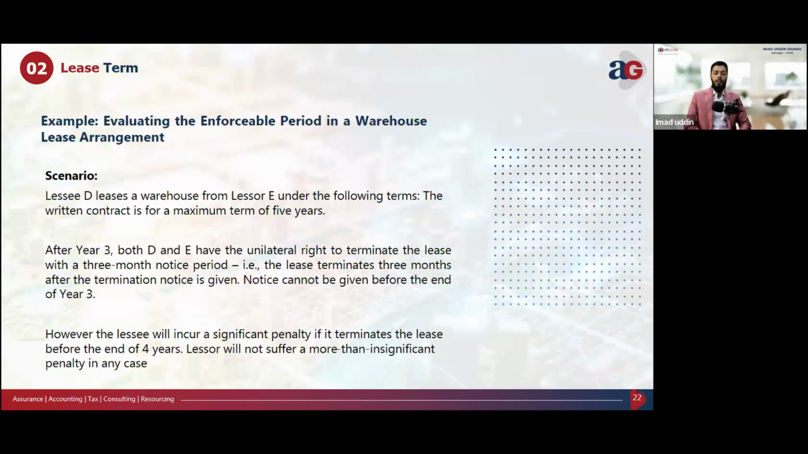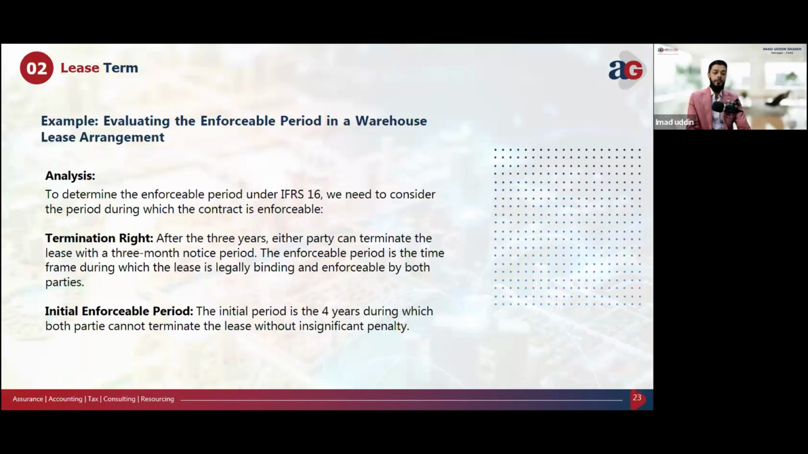So in this case, we have to look at what is the enforceable period and what is the non-cancelable period. The definition of the non-cancelable period is quite straightforward. The lessee should have the right to cancel it for it to be cancelable. And so any time before the lessee has the right to cancel the lease, it is non-cancelable. But the definition of the enforceable period is slightly more complex because it involves the concept of penalty. But here we know very clearly that the lessee will incur a penalty if it cancels before 4 years.